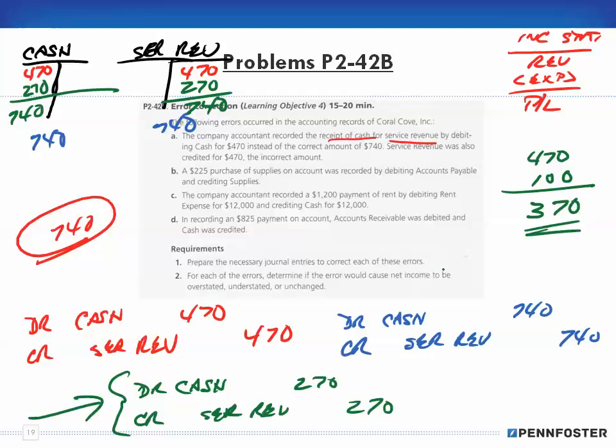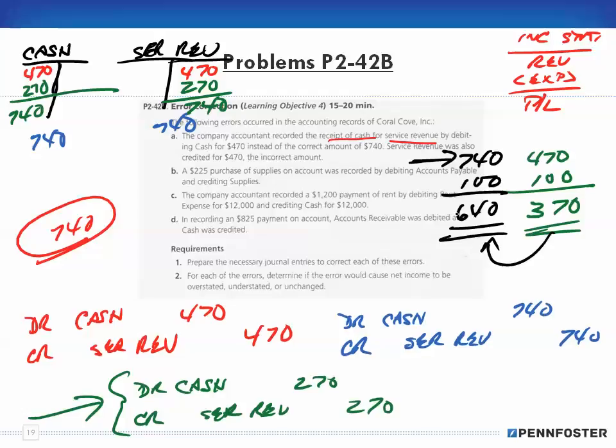Now the question is, is my net income overstated, understated, or unchanged? If I'm supposed to have 740 in revenue and I have 100 in expenses, then it should be 640, because this is how much it's supposed to be. Well, if I made the entry for 470, I ended up with a profit of 370. Obviously that's understated, because I'm supposed to have 640. I'm supposed to have more than what I actually have. So it is understated.